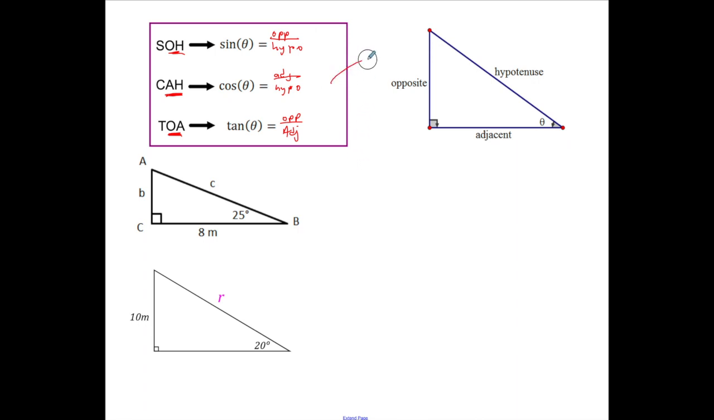Well, look at this picture here. Let's say I'm looking for this angle. What they're saying is for sine, you're going to do opposite over hypotenuse. For cosine, it's going to be the adjacent over the hypotenuse. And then for tangent, it's going to be the opposite over the adjacent. These are the sides we're talking about.